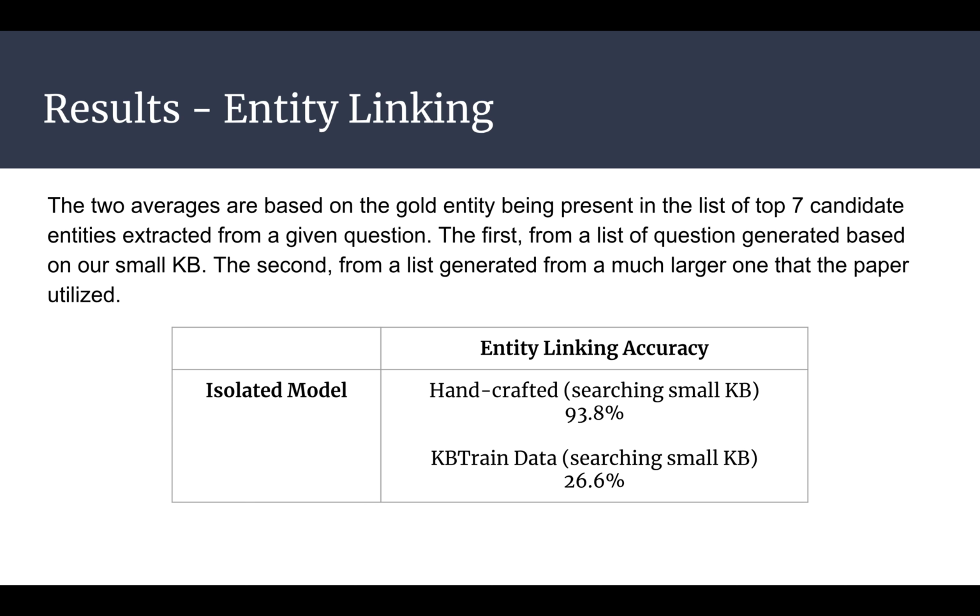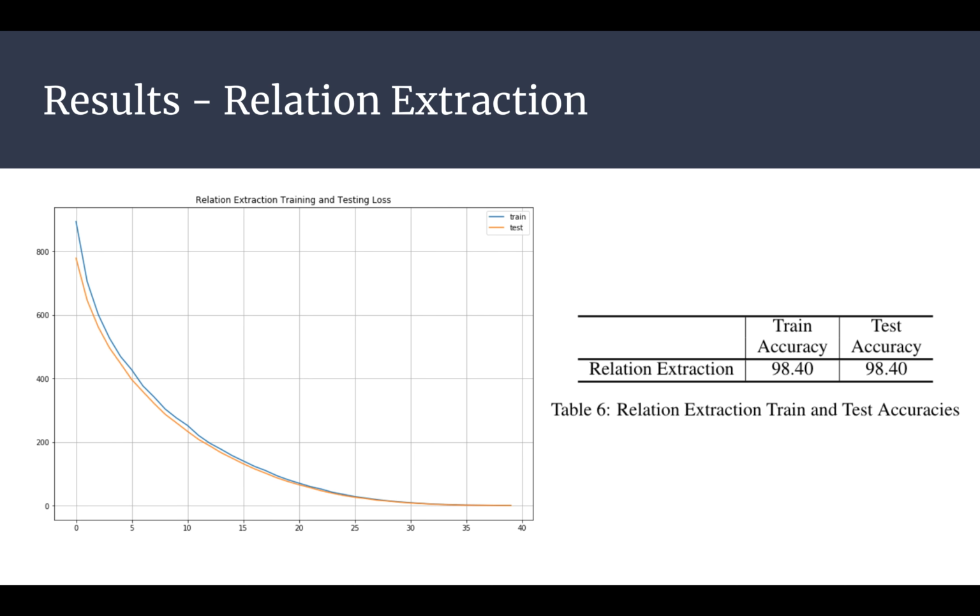Our first result set for the entity linking step is 2 different accuracies. The first accuracy is based on questions handcrafted from our small knowledge base, and this received a score of 93.8%. And then the second one, which is questions from the KB train data, which is what the paper used and is still searching on our small knowledge base, is 26.6%. The much lower score is a result of the fact that the step is heavily dependent on information in the knowledge base, and ours is very small. So it's obvious that we need a much larger data set.